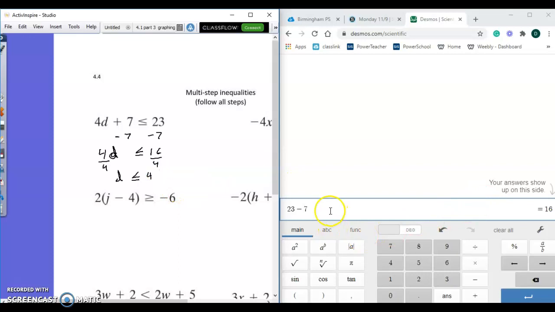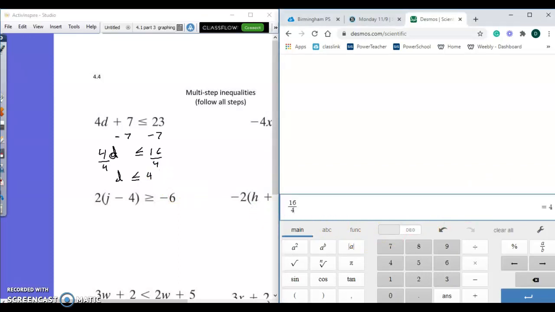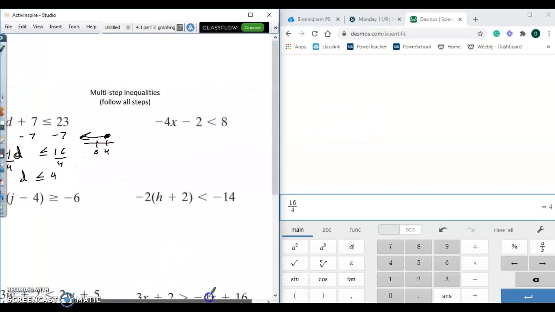So again, take that time to double check. If you're still struggling with these basic calculations, you can still get the overall concept to be able to solve for them. So d is less than or equal to 4, put 0, put 4, closed circle, less than, it's going that way. All right, next problem in the set.